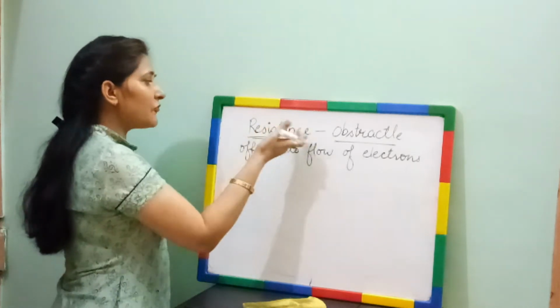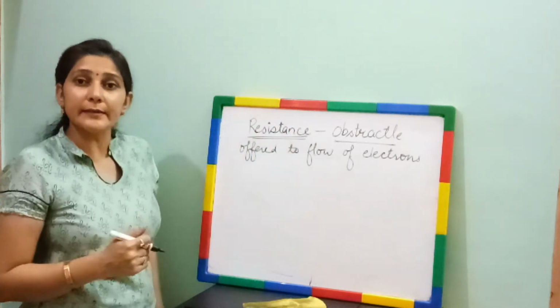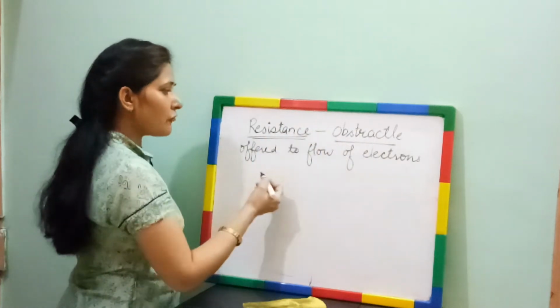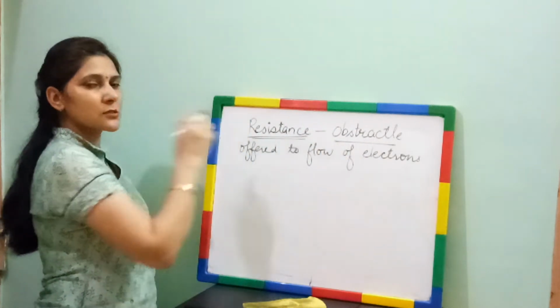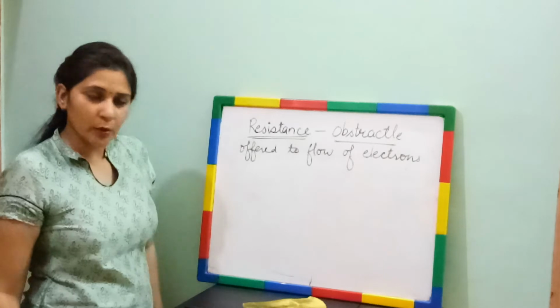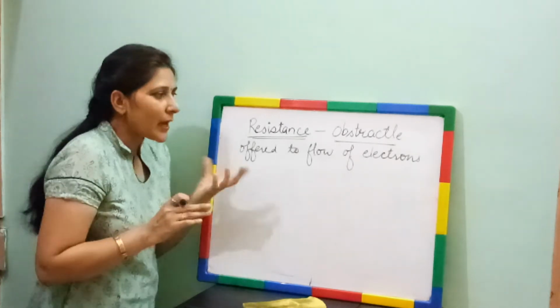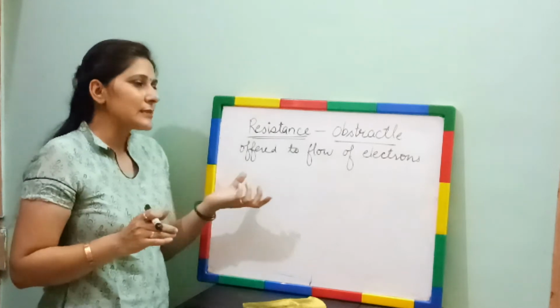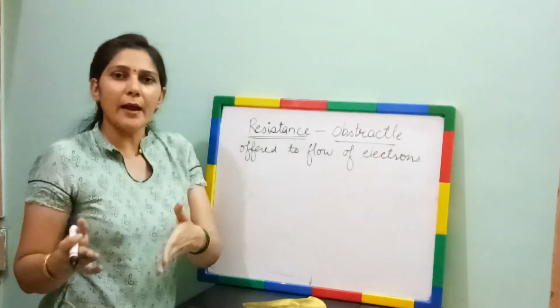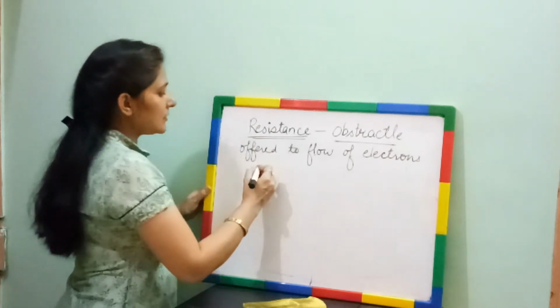And who is offering this resistance? That is conductors. So obstacle offered to the flow of electrons is called resistance. Now when we are talking about this term resistance, the first thing we need to remember is conductors, insulators and semiconductors. Conductors are what?